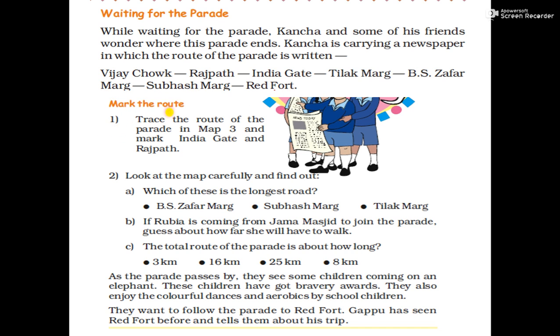Number 1 question is mark the route. Trace the route of the parade in map 3 and mark India Gate and Rajpath. We have to map the route. Mark the route: Vijay Chowk, Rajpath, India Gate, Tilak Marg, B.S. Zafar Marg and Subhash Marg and Red Fort.